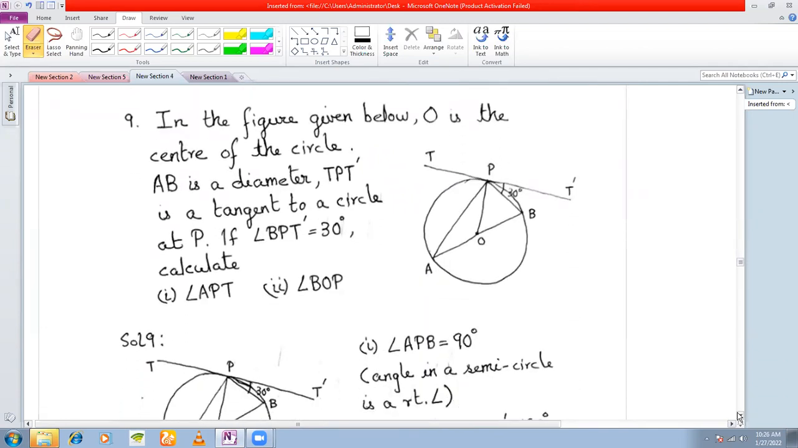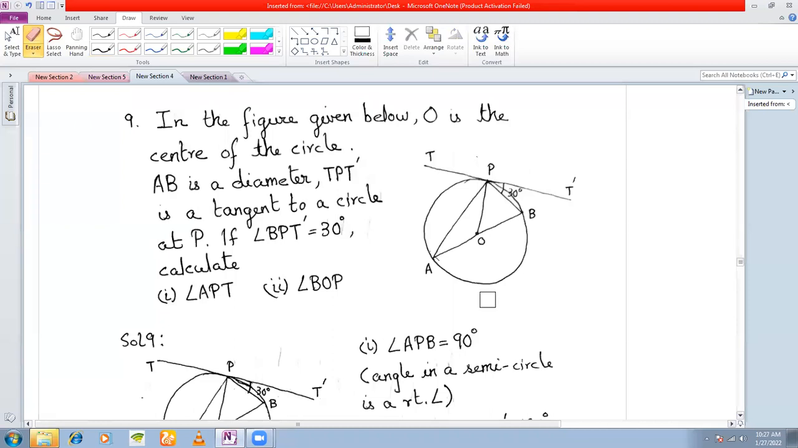In the figure given below, O is the center of the circle. Okay, so it is marked in the figure. AB is a diameter. So the straight line that passes through a center, this line here, is the diameter. Okay. TPT dashed. That means this line, TPT dashed, is a tangent to the circle at P. That means the point of contact is P, right?